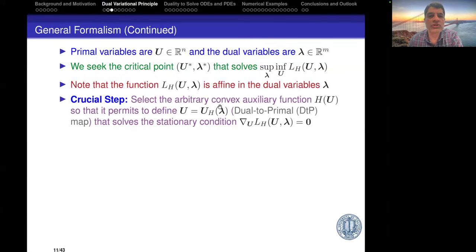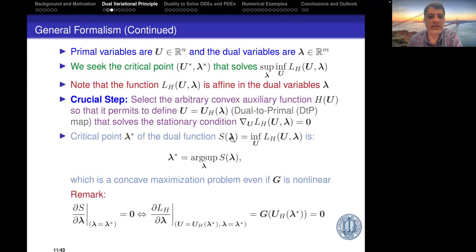Then the crucial step we take is that you select the arbitrary convex potential h so that it permits you to define a map from the dual to the primal. Essentially you can write down u as a function of lambda. That's the key step that we would like to do and which we are going to do. And how do you pick this? We want it to solve the stationary condition, the gradient with respect to u of L of h equals 0. So from this condition, I want to create this map from lambda to u. That is the step I'm going to perform.